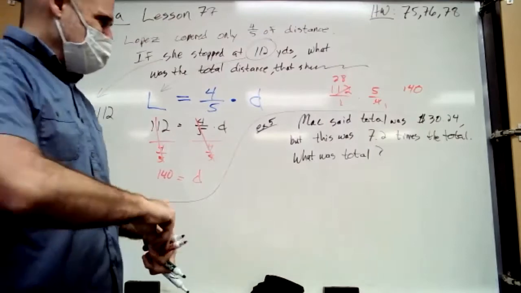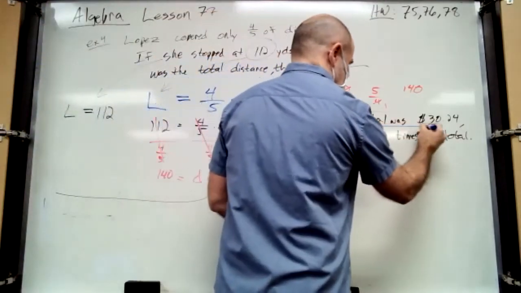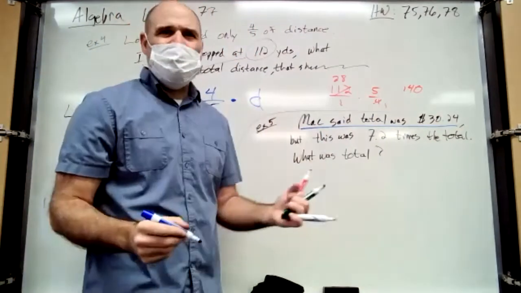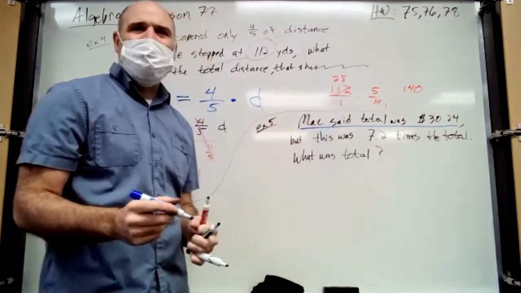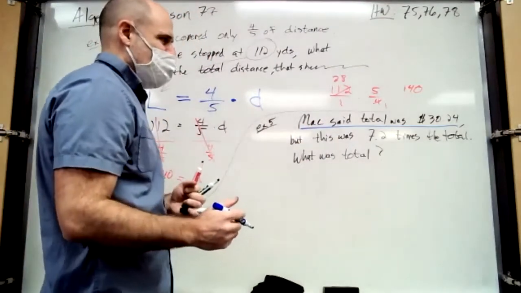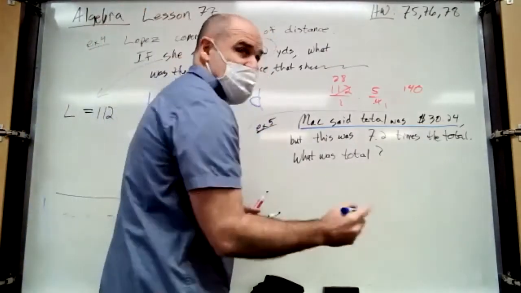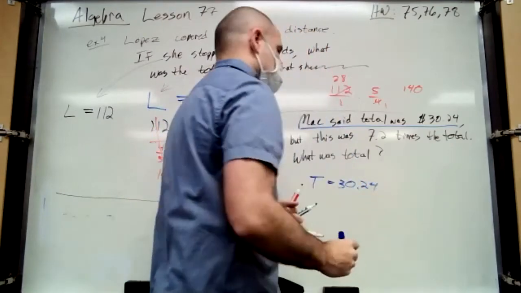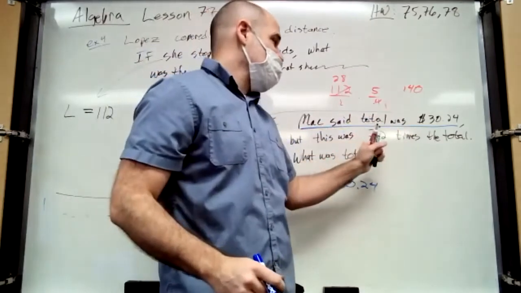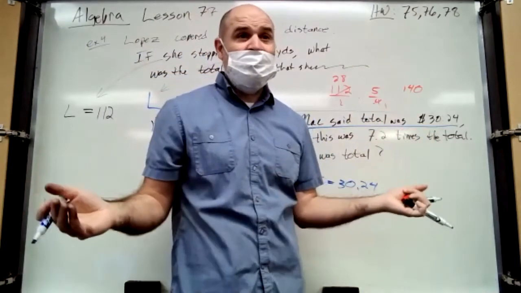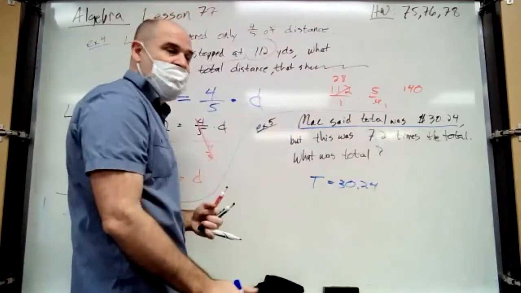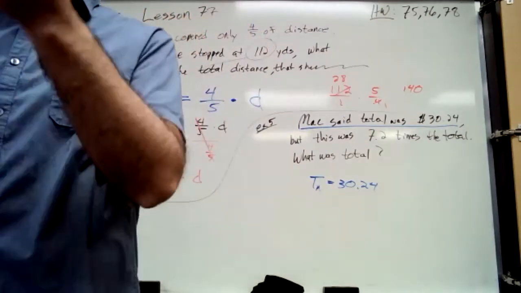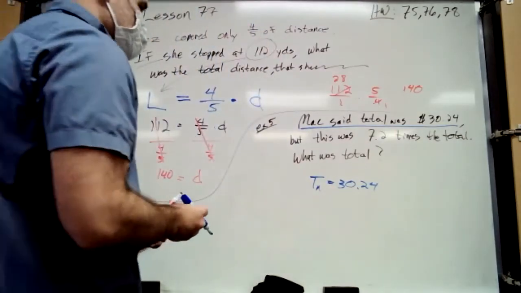Okay, just translate it. How do you say Mac said total was 30.24? Well, Mac said, that's a quote. So what can you say there? Just do T equals 30.24. Total equals 30.24. But this was 7.2 times the total. So Mac was wrong. So now what do we do? Oh, okay. Well, this isn't the total. This was Mac's total. So maybe we put a little subscript M there. That's Mac's total.